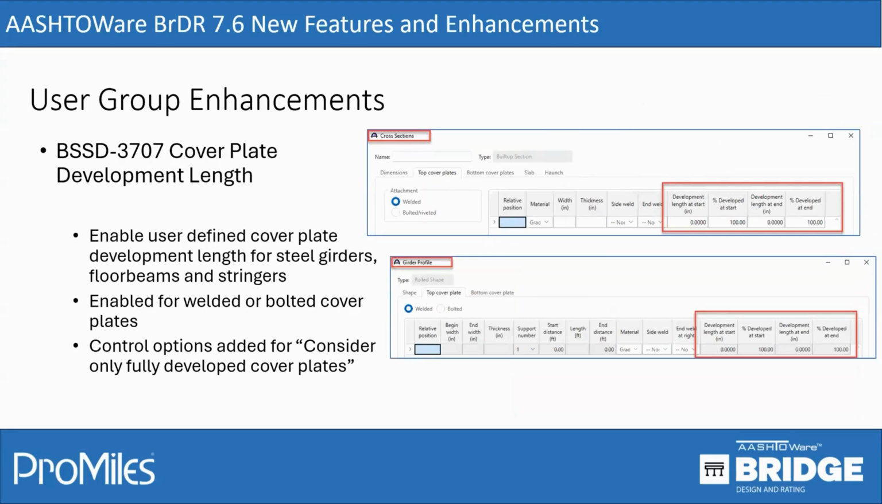So the next one that we have here is cover plate development length. This is now enabled for both schedule-based and cross-section based girders. This just allows the user to enter the development length for cover plates. It assumes that the cover plate will develop linearly over the course of the development length that's entered. And you can also enter a percent developed at start, to account for different types of configurations and connections that you may have.